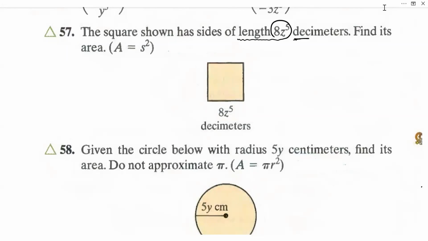Decimeter, this is called decimeters. And you can see that one, find its area. So this is a square. The square, I'm sorry, let's say area equals the side squared, right? Okay, so we can just use it right here. So A equals the side. Side is 5y squared. Just use the knowledge we learned.